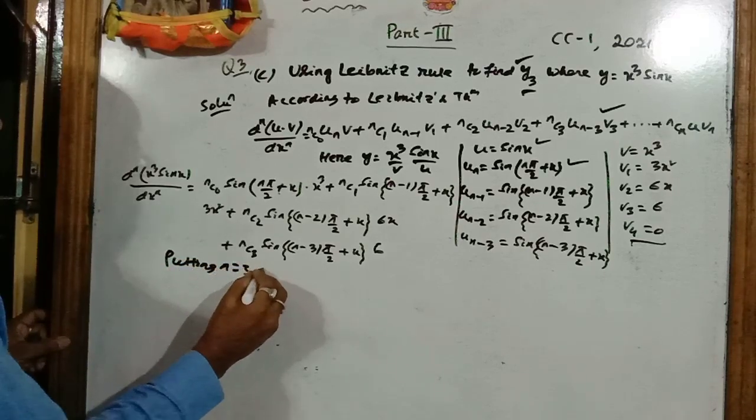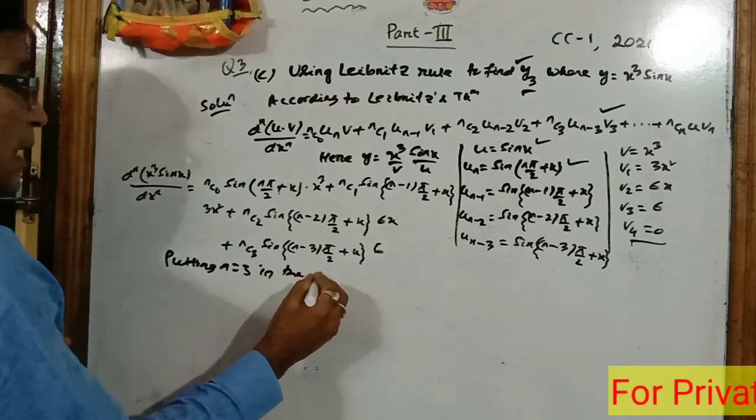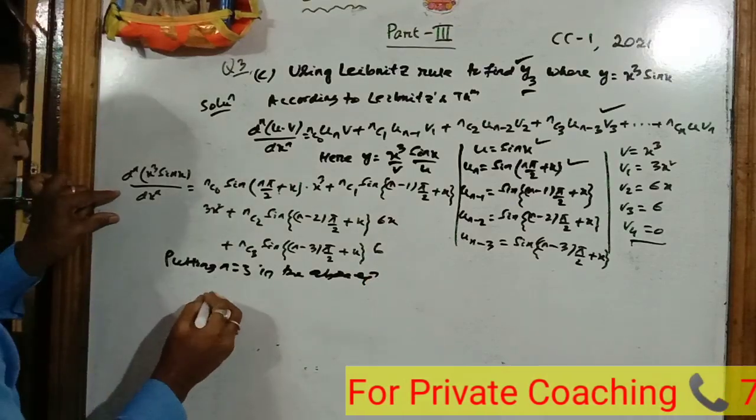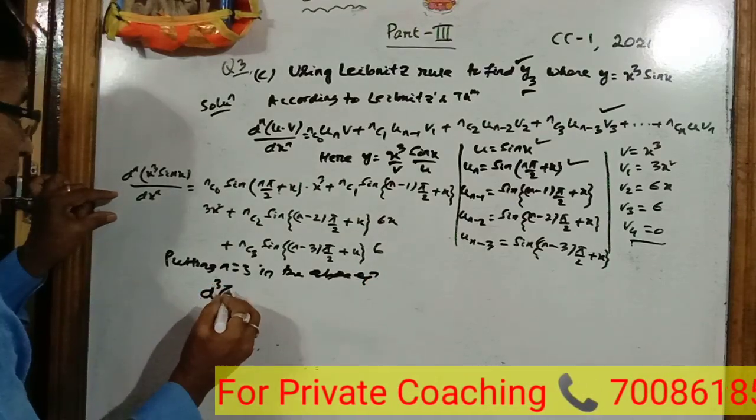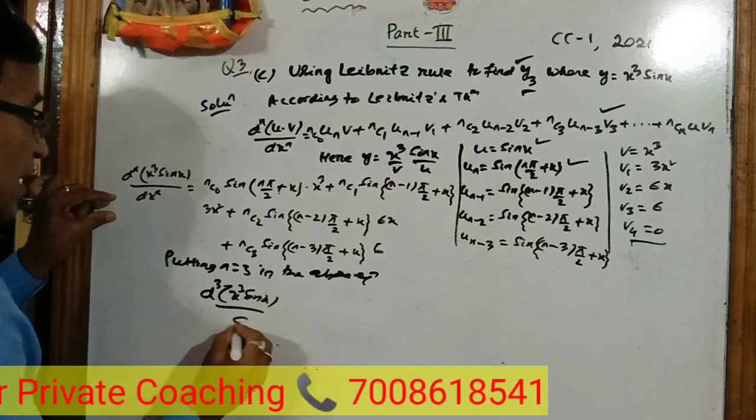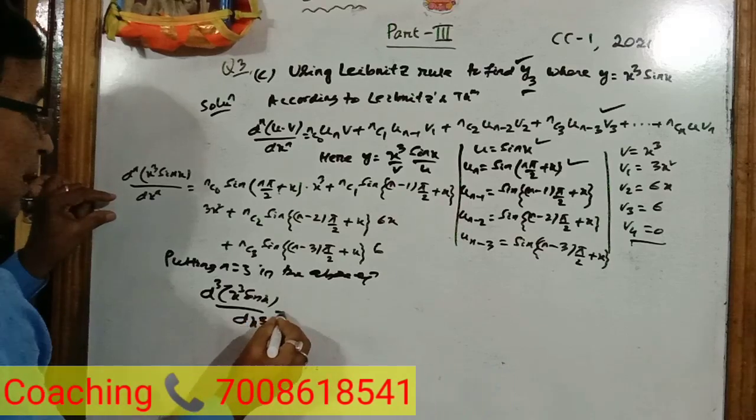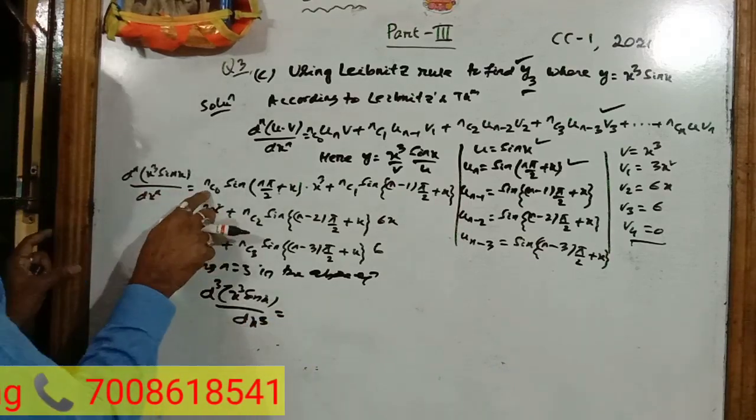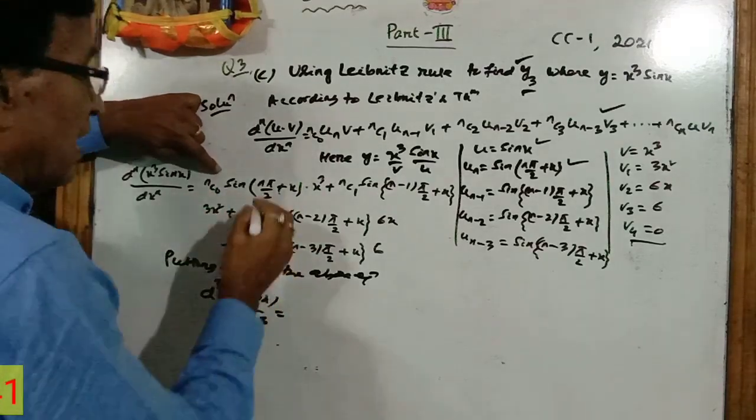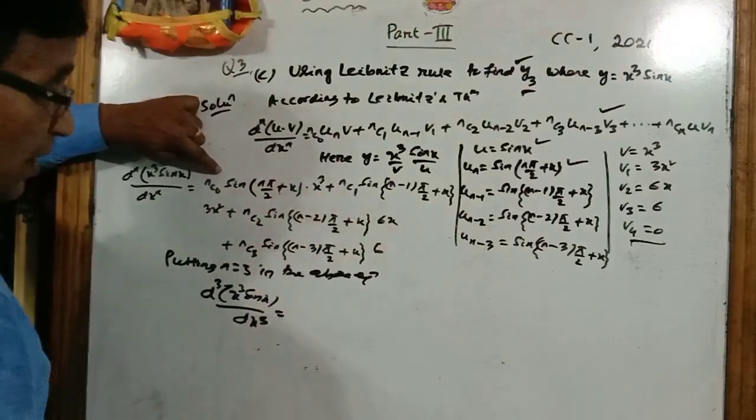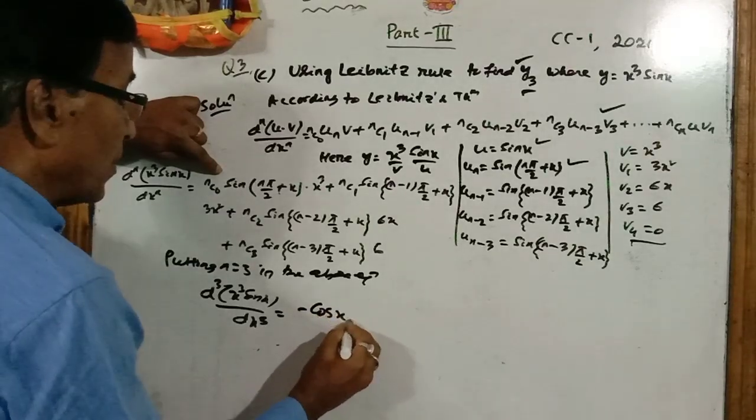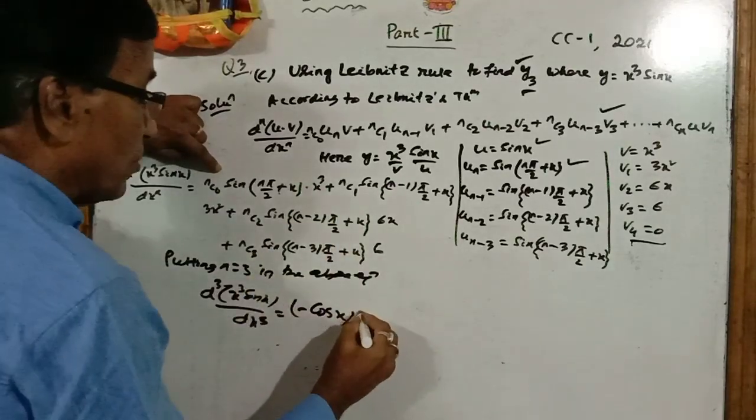Putting n is equal to 3 in the above equation, it will be the third derivative of x cube sin x with respect to x. That is equal to 3C0, putting n equal to 3, 3C0 is 1, times sine of (3π/2 + x). Sine of (3π/2 + x) lies in the fourth quadrant, so it will be minus cos x, into x cube.